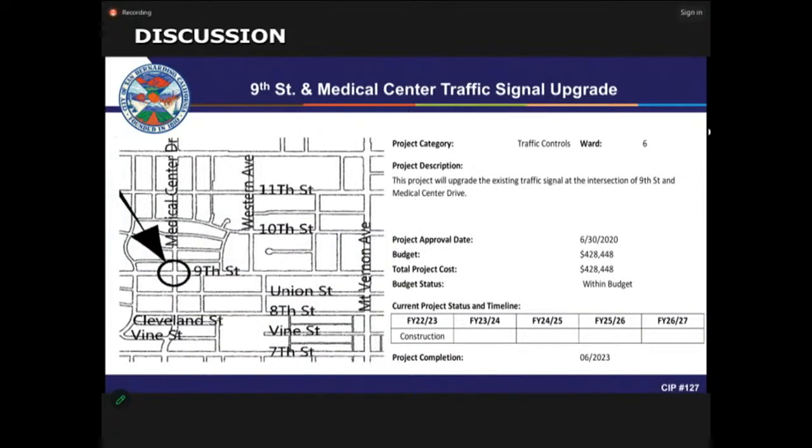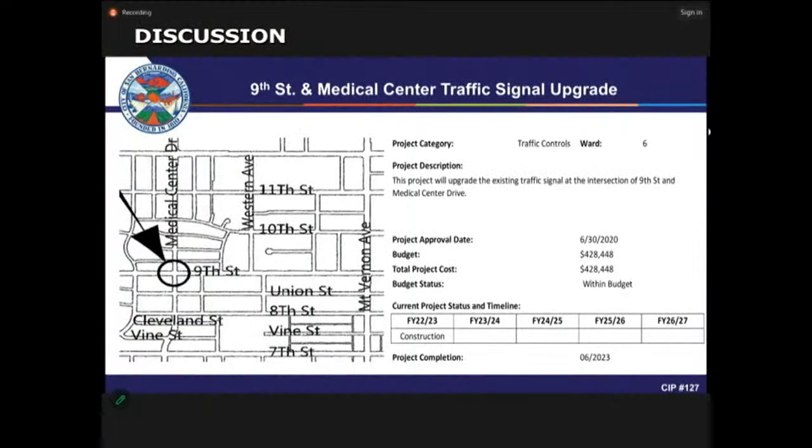Ninth and Medical is an intersection that was listed as one of the locations that we need to upgrade the infrastructure, meaning the conduits, the wires, since the signal keeps going on flash. We're almost done with this project, and it's within budget. The budget was 428. Total project cost is the same thing. We try to minimize the change orders as much as possible on these signal projects, even though sometimes it's tough to work with the contractors.